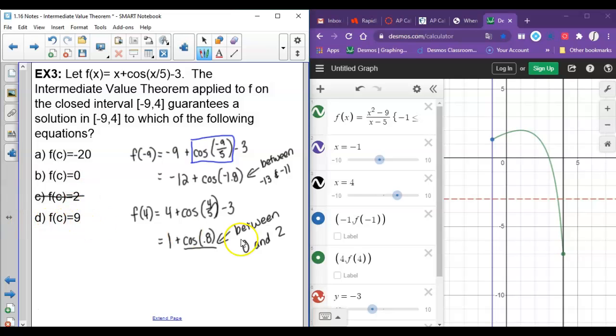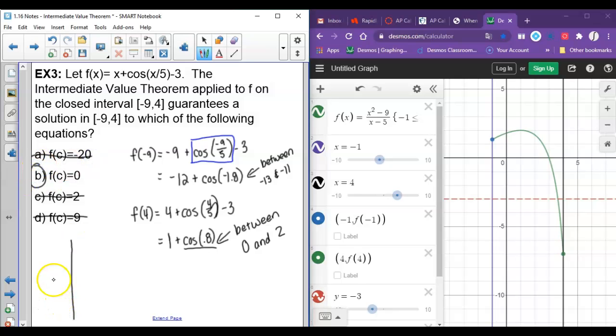9 is out because 9 is larger than 0 and 2. It does not fall between these two values. So 9 is out, and -20 is way too small, so B would be your best answer here.